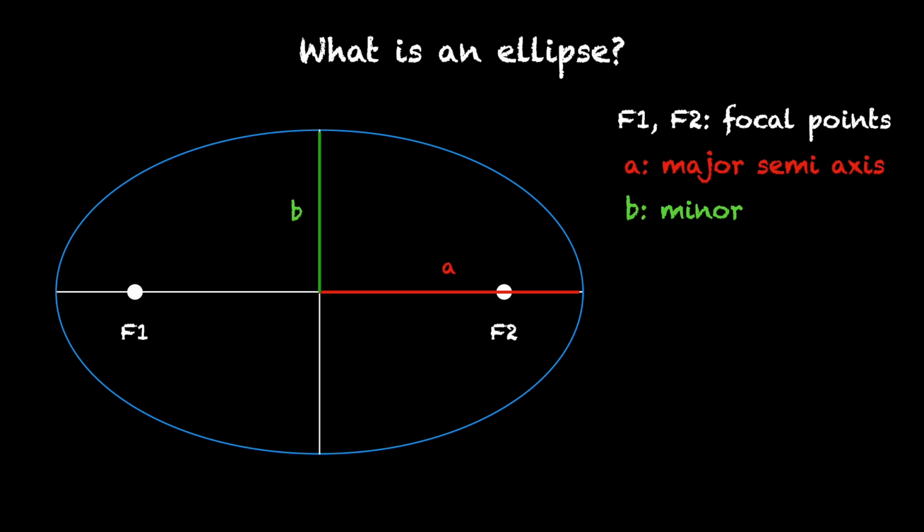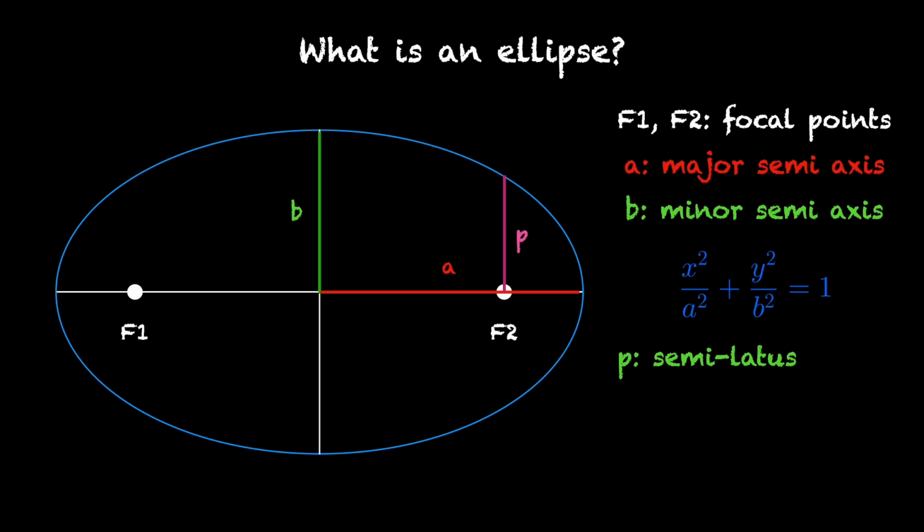One can also use other parameters, like the semi-latus rectum P, for example, in combination with the eccentricity epsilon. The eccentricity is defined as the quotient of C and the major semi-axis A, where C is the distance between the center of the ellipse to one of the focal points.